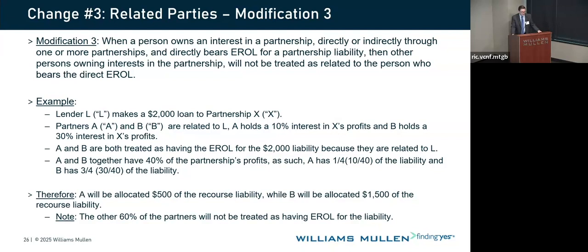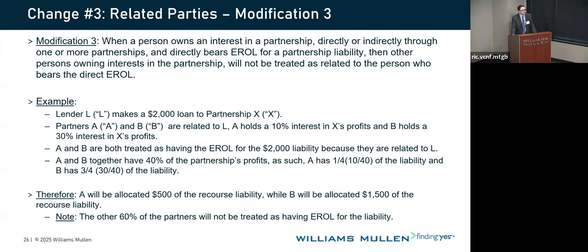So we have lender L makes a $2,000 loan to partnership X. Partners A and B, who make up part of partnership X, are related to lender L. A holds a 10% interest in X's profits, so a 10% interest in the partnership profits. B holds a 30% interest in X's profits. So A and B, because they're related to lender L, are treated as having the economic risk of loss for the $2,000 liability because they are related to L. And because A and B have 40% of the partnership profits, we take that 40% and that basically becomes our whole pie of how we're distributing this recourse liability, interestingly enough.